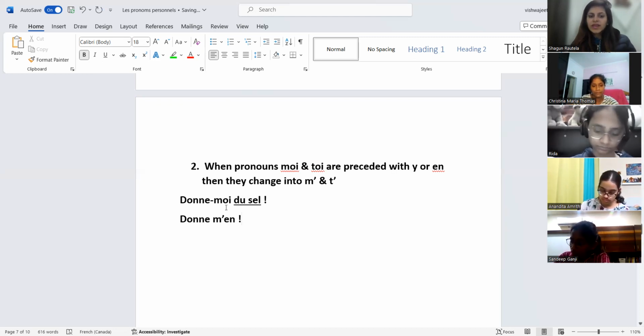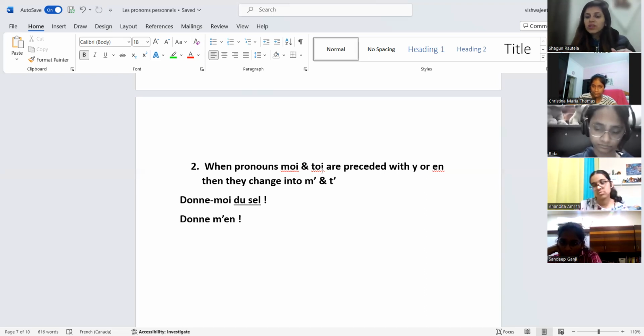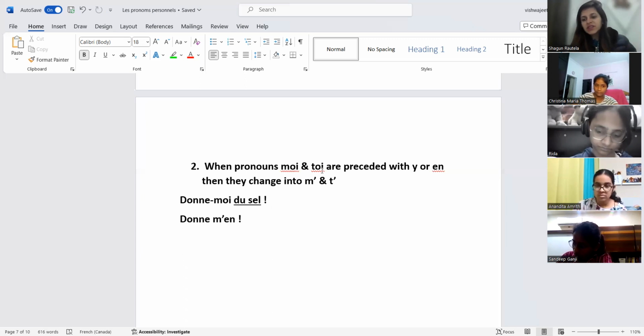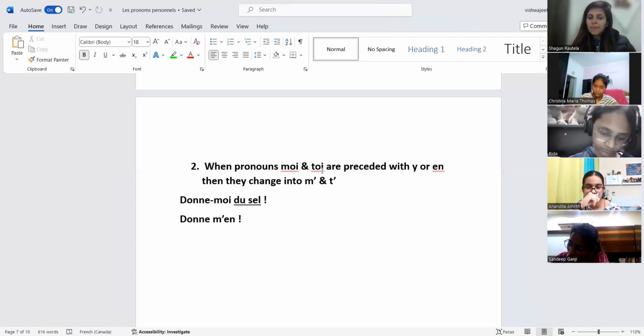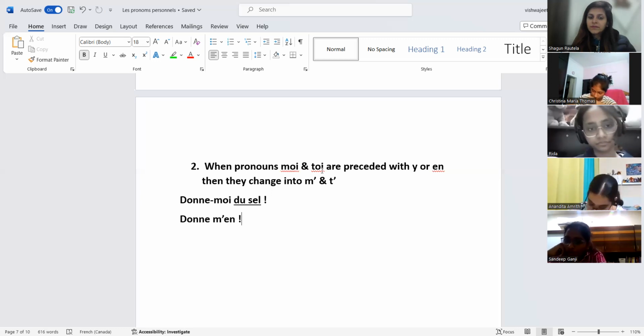So whenever moi and toi are given, you don't have to write moi, toi. It will be given. And if they are followed by Y or EN, that moi, toi changes to m' or t'. Again, one more rule. Moi, toi will be already given in the sentence. You have to pay attention to the next thing. If these moi, toi are followed with Y or EN, moi, toi will change to m' or t'. Okay? Is it clear?